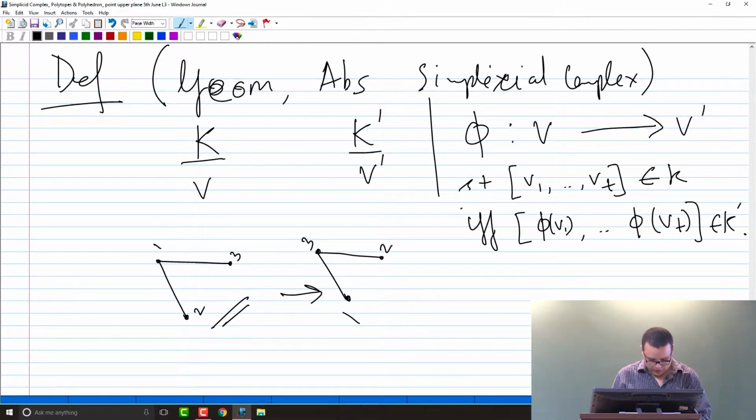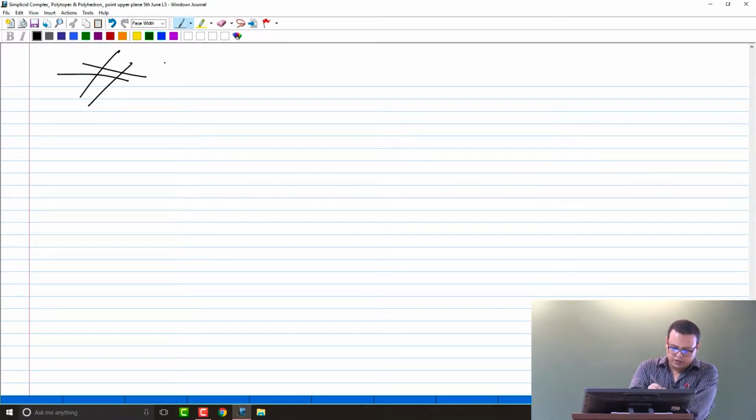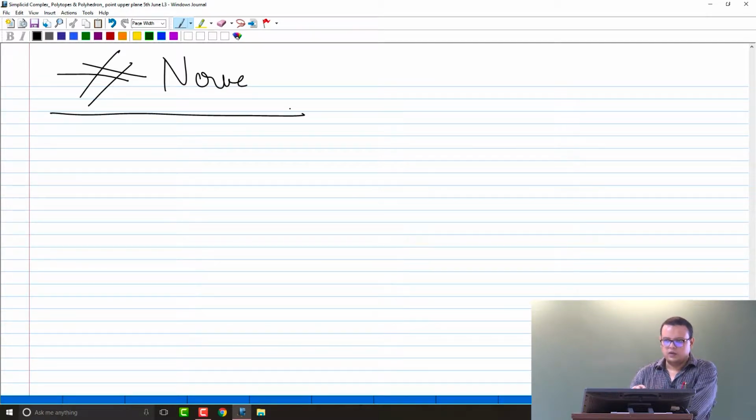Okay. So, I want to define an object which is called nerve. It has a very natural connection to the Delaunay complex, which is a nerve of the Voronoi diagram. So, what do I mean by that?